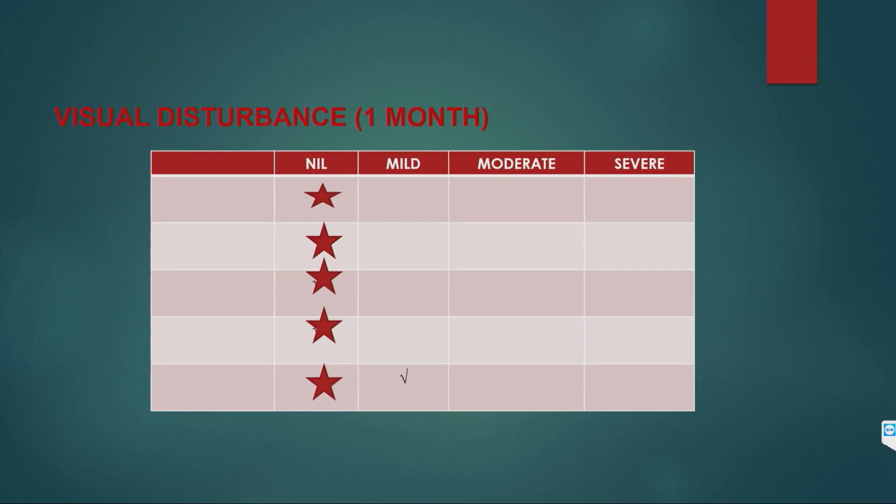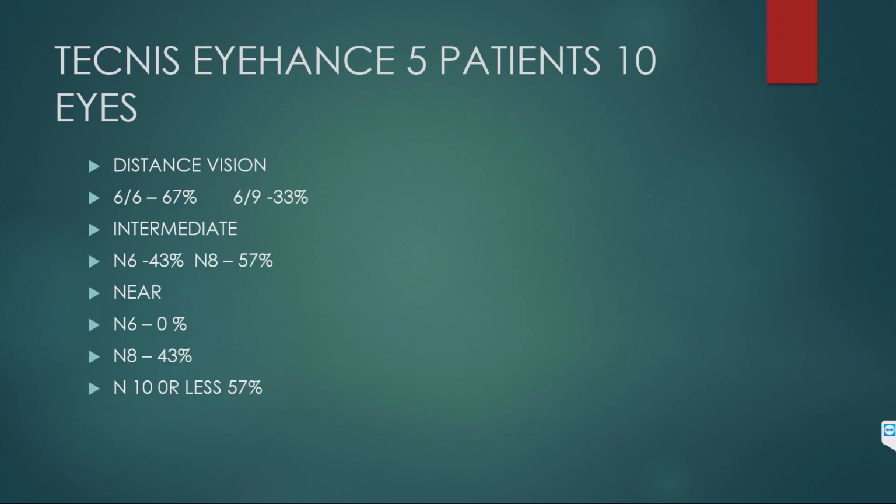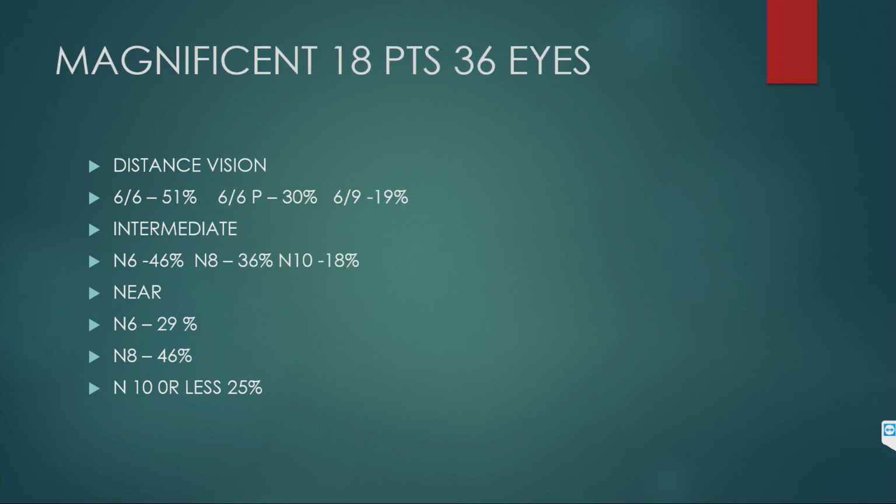And none of the patients had any photic phenomena. Compared to the Technis Eyhance, I feel this is much better. With the Technis Eyhance, I couldn't achieve N6 in any of the patients, N8 in 43%, and N10 or less in 57%. So this performs better than that lens, and even the Magnify lens it is better than the Eyhance, but still I would place the Swiss Phobe on a better platform.